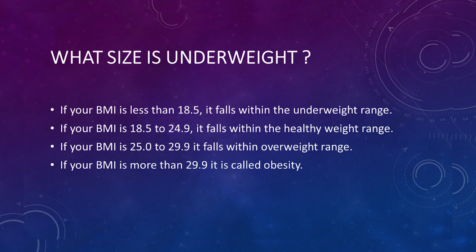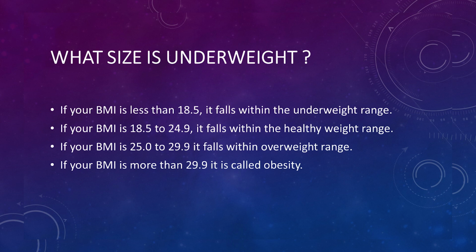If the baby's BMI is less than 18.5, it falls within the underweight range. Not only babies, in all persons, when the BMI is less than 18.5, it is called the underweight range. When the BMI lies between 18.5 and 24.9, that is called a normal BMI, and when BMI is 25 to 29.9, it falls within the overweight range, and above 29.9, the BMI is called obesity.